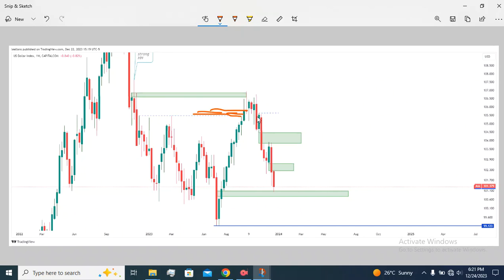So a sweep of liquidity. We consolidated a bit. All this one was consolidation. Then we rallied down. First break of structure. This guy here, we are anticipating a sell from this guy. If the market reverses and gets to this place, this is where we're expecting to sell again. Simple as that.